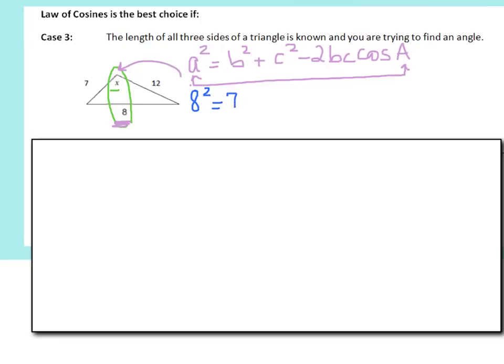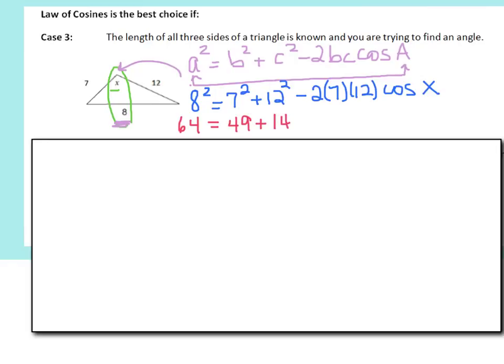So I'm going to just do 7 squared plus 12 squared minus 2 times, again, B and C, that's just my 7 and my 12, and then cosine of the angle I'm trying to find. Now, some careful math. And of course we have our calculators if we need it, but this early part we can do in our head. 64 equals 49 plus 144 minus, and then I type 2 times 7 times 12, that's 168, cosine of x.